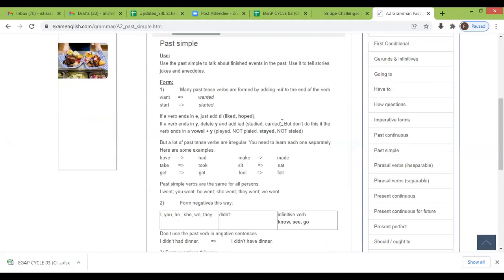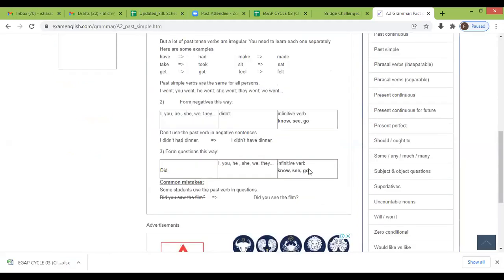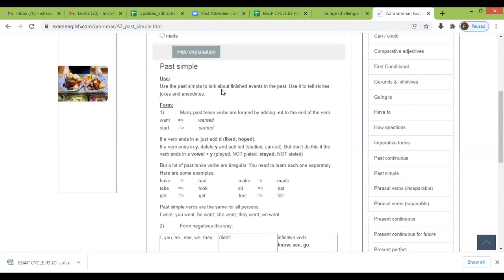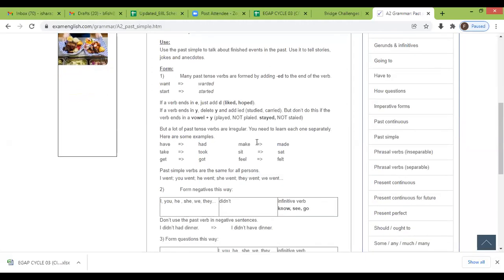The forms changing is shown here. So use the past simple to talk about finished events in the past. Use it to tell stories, jokes, or anecdotes. Anecdote means a short, small story about an incident that you describe to a person. So you can see the changes, adding: want, wanted, start, started. If a verb ends in E, just add the D, like hoped. The examples are given. If a verb ends in Y, delete the Y and add IED.